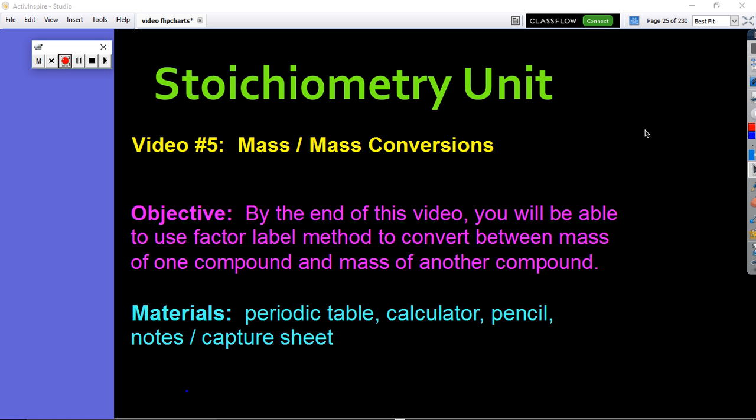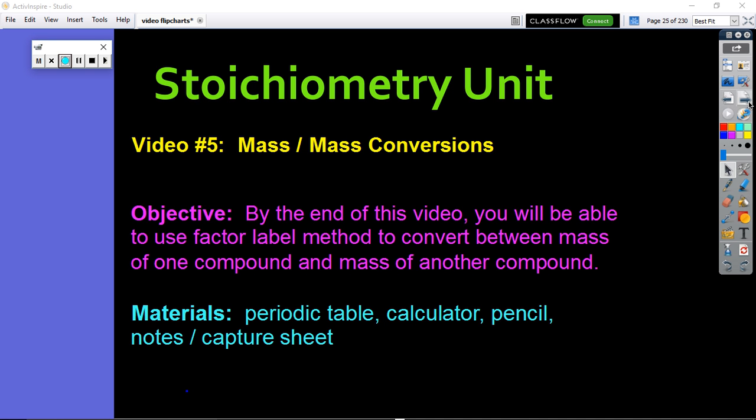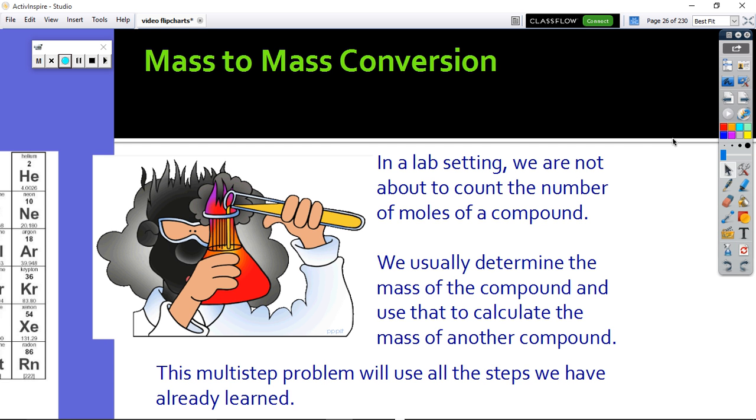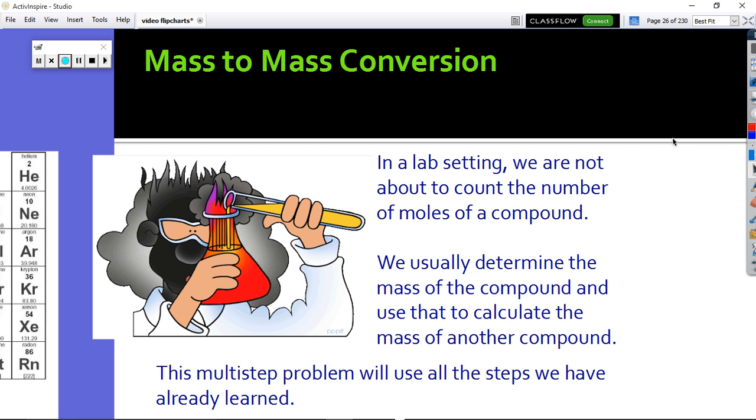In order to make this time effective, you want to have in front of you your periodic table, your calculator, a pencil, and your notes or capture sheet. And as always, please feel free to stop the video, try out a problem on your own first, and then see the answer, or simply stop and rewind when you think something might be a little bit confusing or you need clarification.